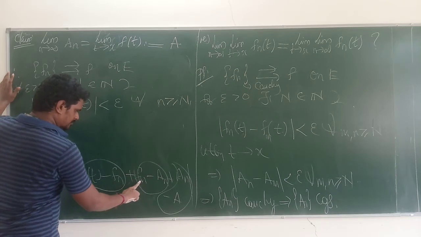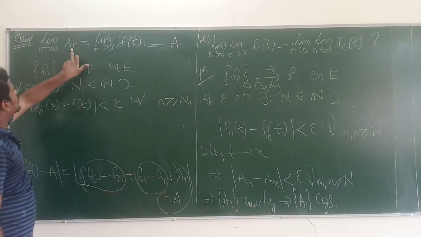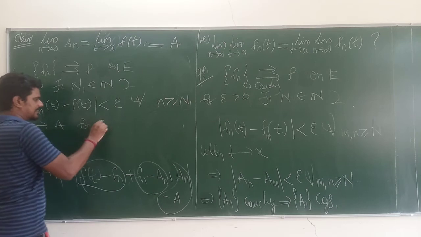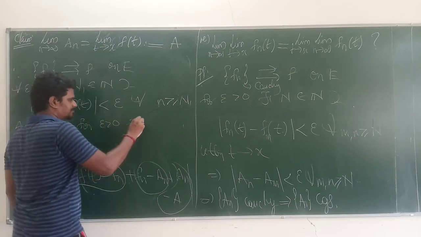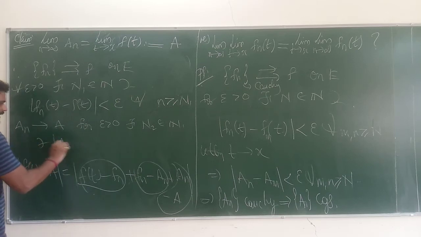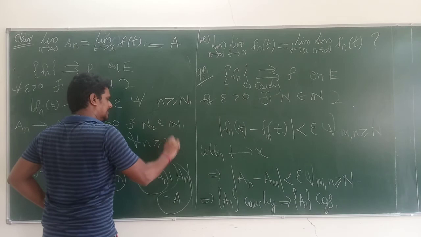Second is an. We know that an converges to a. So since an converges to a, for epsilon greater than 0, there is an n2 such that mod an minus a is less than epsilon for every n greater than or equal to n2.